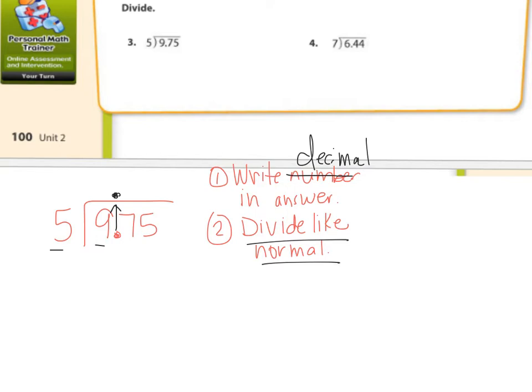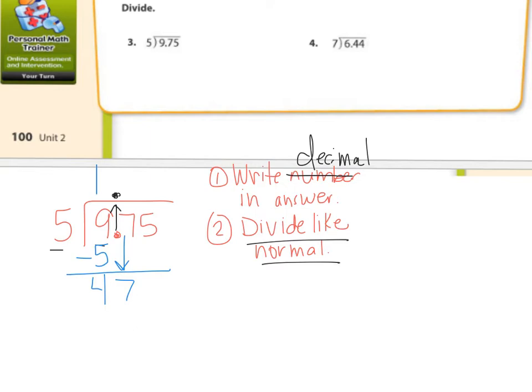5 into 9, it goes only one time, which makes a group of 5. One group of 5 is 5. How close did we get? We got close enough to where we have 4 left over. And what happens after you subtract? After you subtract, you bring down the next number. So now we're looking at 47. Notice I didn't bring that decimal down. Once you put it up there in your answer, you're done with it. You can ignore it for the rest of the time.